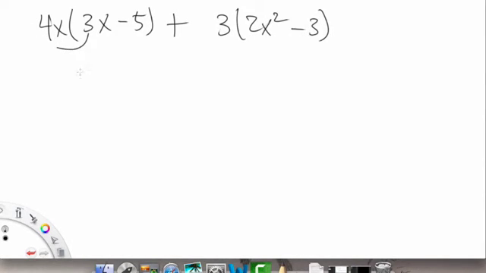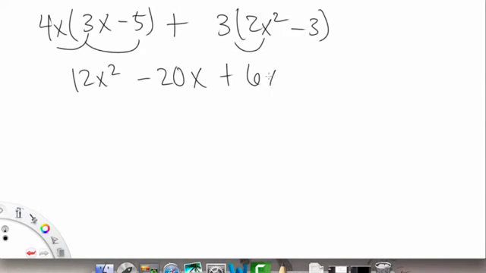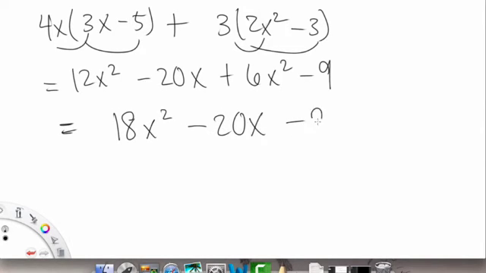If we distribute this, we get 12x squared minus 20x, and then we get 6x squared minus 9. And then finally, our answer is going to be 12 plus 6, which is 18x squared minus 20x minus 9. So this is ultimately our f prime of x.